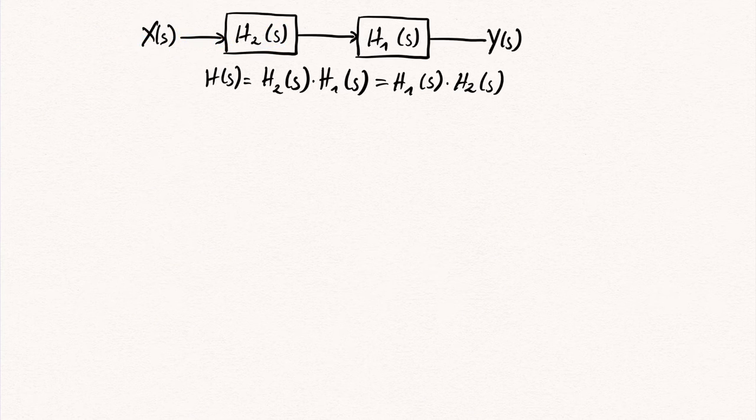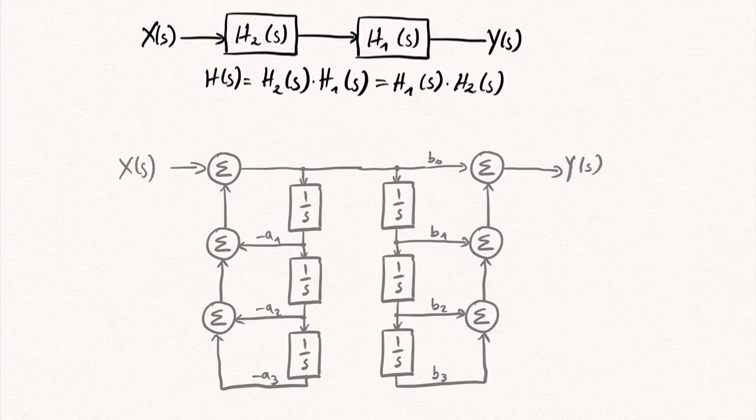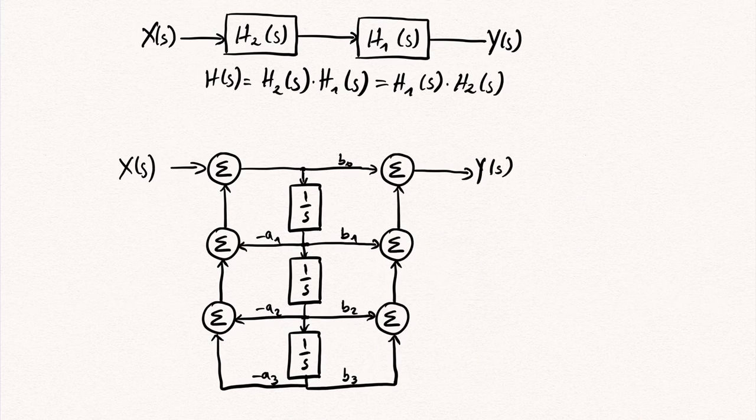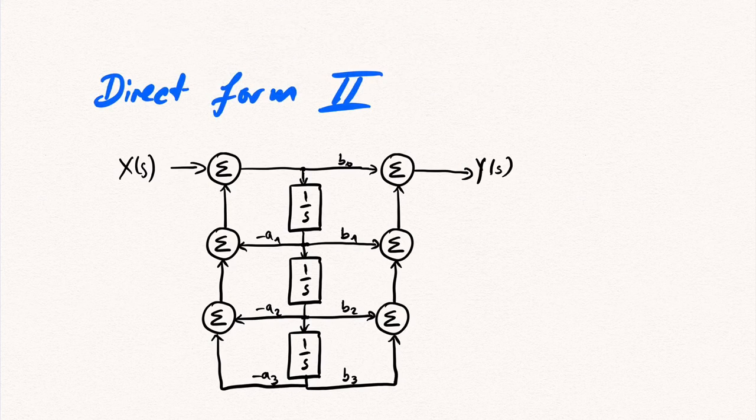An equivalent realization of our filter can be obtained by changing the order of H1 and H2(s). When doing so, we see that the same signal is integrated in both chains of integrators. So, an easy way to save resources, in this case saving the amount of integrators that are needed, is to combine those two integrator chains, so that we only need 3 integrators in total. This realization is often called the direct form 2 or the second direct form.